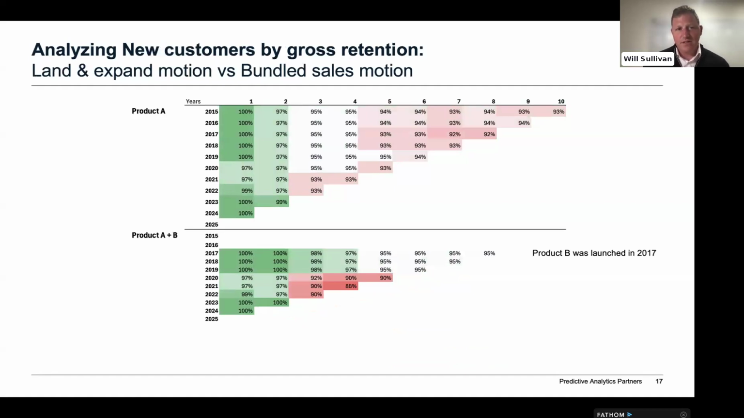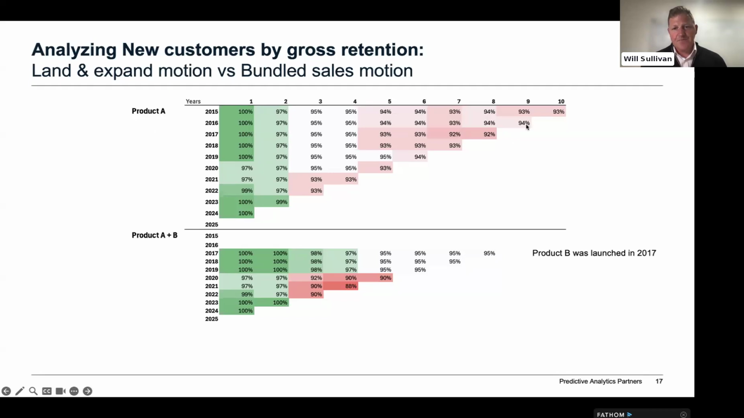This one I love. This is the analysis of how new customers are retained over time. And you can think about this as a sales motion analysis. So refer to land and expand, where you land on one product and eventually expand to a second product, or a bundled sales motion. And because we're looking at the land and expand, I want to look at gross retention, not net retention, because I want to know, are the customers that land on one product stickier than the customers that land on two products? And here, this lighter color is actually higher than this kind of pinkish color.